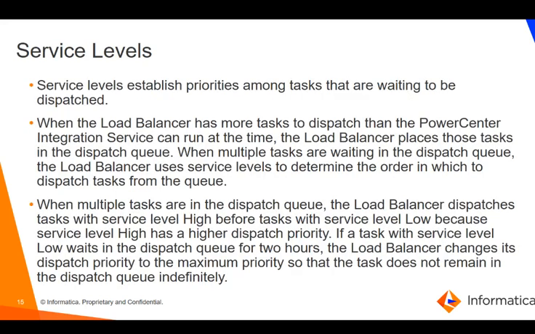Now the service level. So as I said, the load balancer has two configurations. The first one was dispatch node, which had three dispatch modes: round robin, metrics based, and adaptive. And the second configuration for load balancer is service levels. Now the service levels establish priorities among the tasks that are waiting to be dispatched. When the load balancer has more tasks to dispatch than the PowerCenter Integration Service can run at the time, the load balancer places those tasks in the dispatch queue.